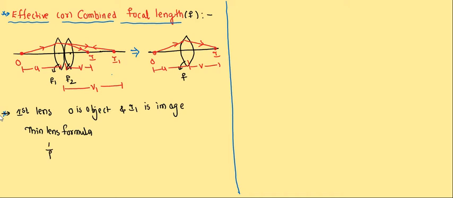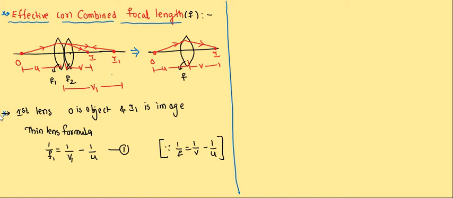Then we get 1 by f1 is equal to 1 by v1 minus 1 by u. This is the formula. The lens formula is 1 by f is equal to 1 by v minus 1 by u. But for the first lens, the object distance is u, and the image I1 is at distance v1. That's why we replace v with v1, and the first lens focal length is f1. This is equation 1 that we write for the first lens.